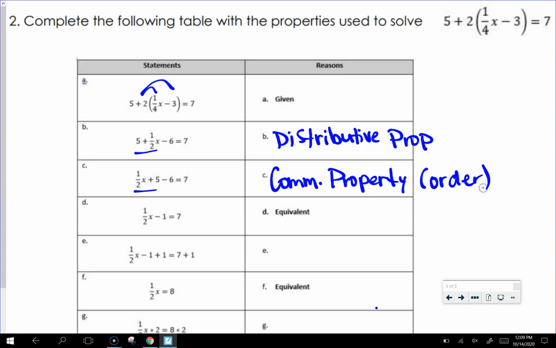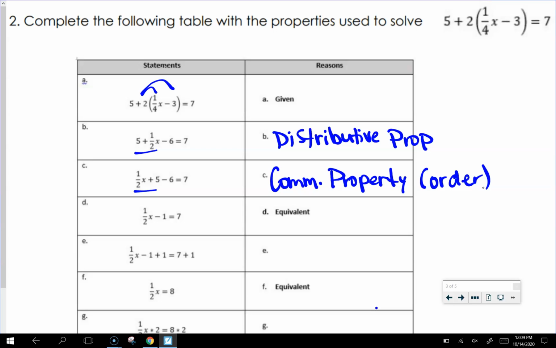Order got changed. What if grouping got changed? Meaning like something in parentheses got moved around. What's that called? Nope, this one's commutative. What if the grouping gets changed around? The associative. Yep, the associative one. Good. Which didn't happen here.